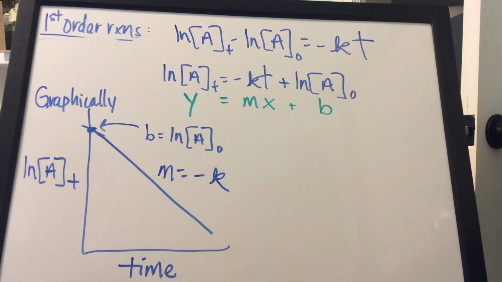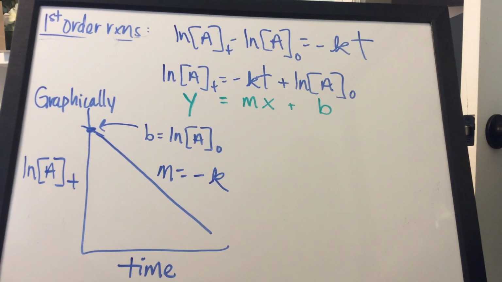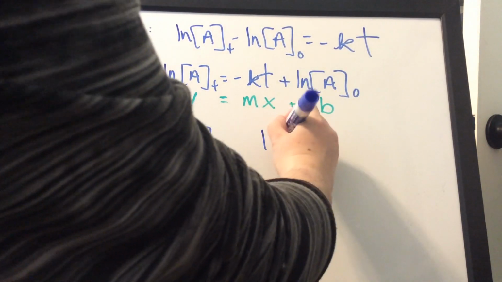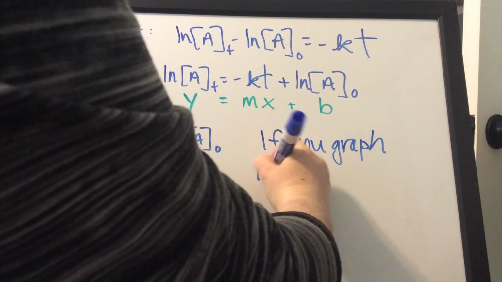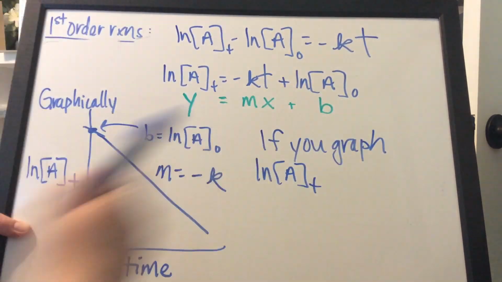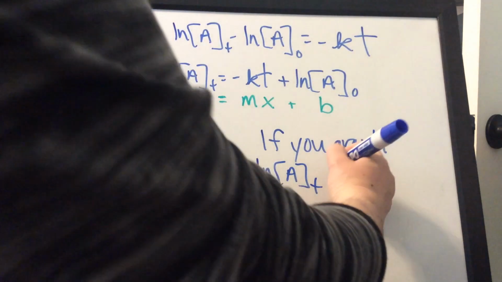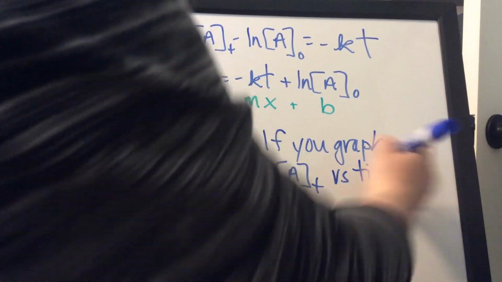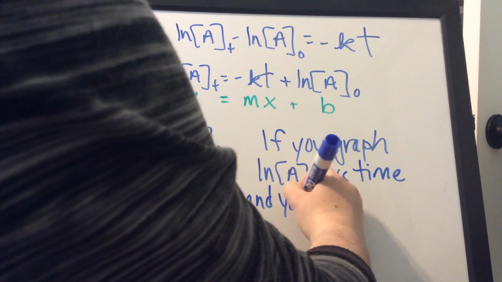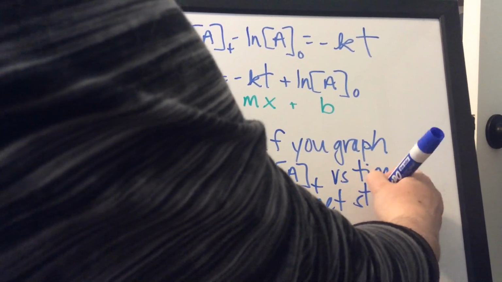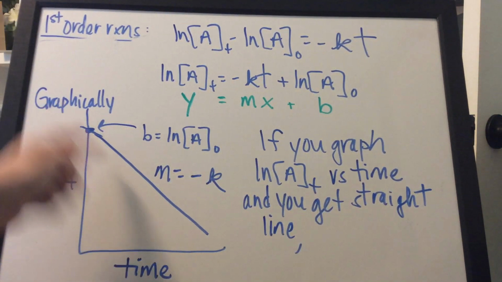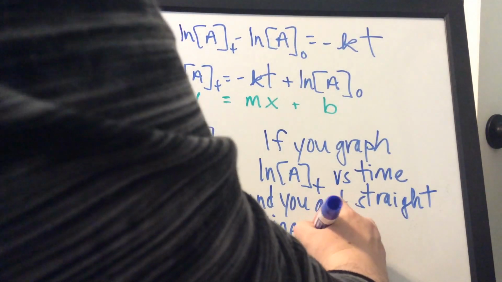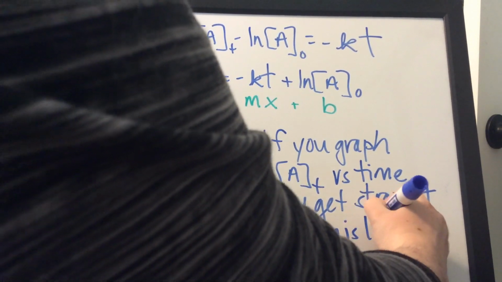So here's the kicker. Here's the big takeaway. If you graph the natural log of A at some time t versus time, and you get a straight line, see, I drew it straight, okay? Your reaction is first order.